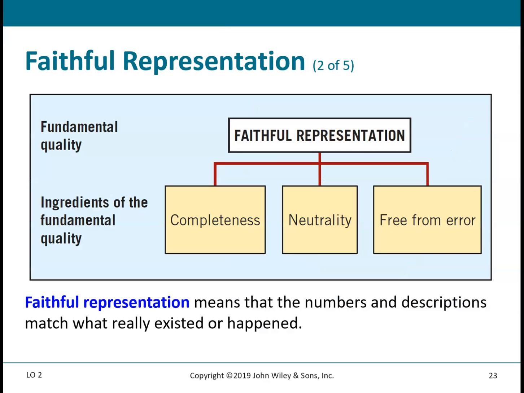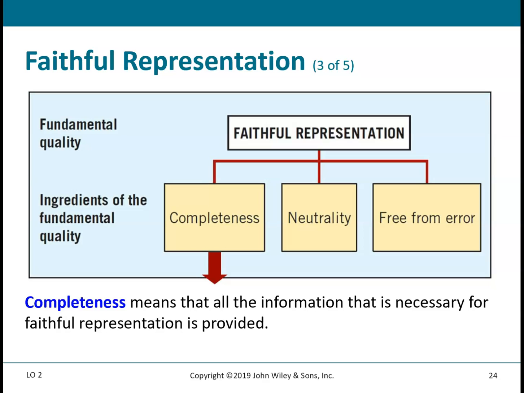Let's look at this slide first. Faithful representation means that the numbers and descriptions match what really existed or happened. So underneath that, the ingredients that we have are completeness, neutrality, and free from error. So let's talk about completeness now.